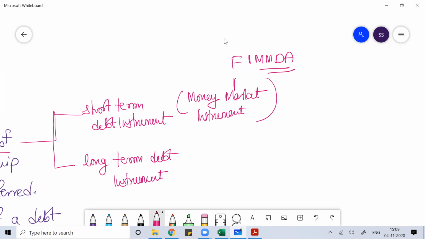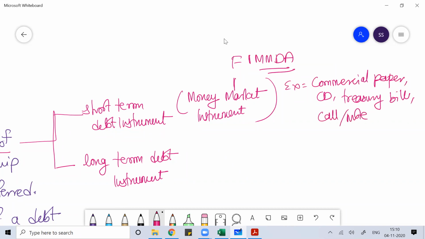So where they borrow and lend money among themselves. Corporates are allowed to borrow money from the money market, but they are not allowed to lend money in the money market. Examples for the money market can be commercial paper, certificate of deposit, treasury bill, or call notice money. These are all examples of money market instruments.